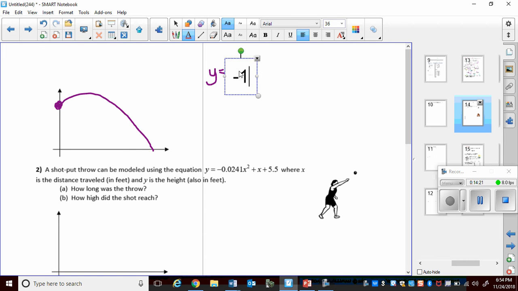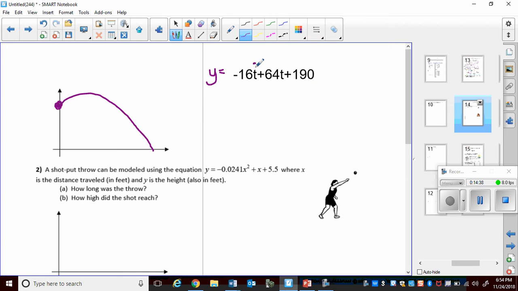So y equals negative 16t squared plus 64t plus 190. I'm going to go back and put the squared in, so here that t is squared. Now, this number that is by itself, when it's in standard form, is your y-intercept. So I can label this y-intercept on the graph.